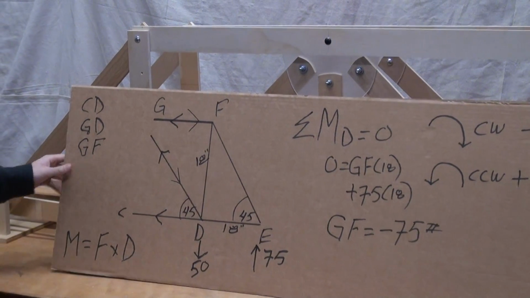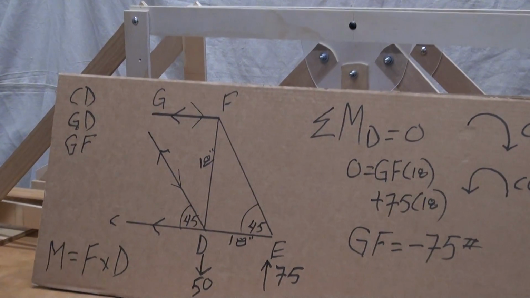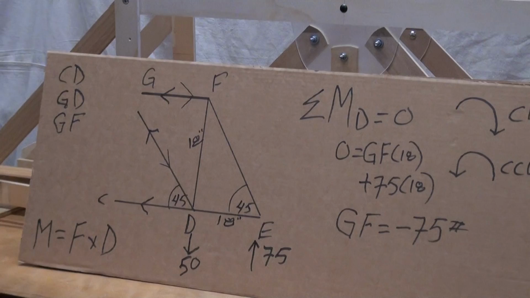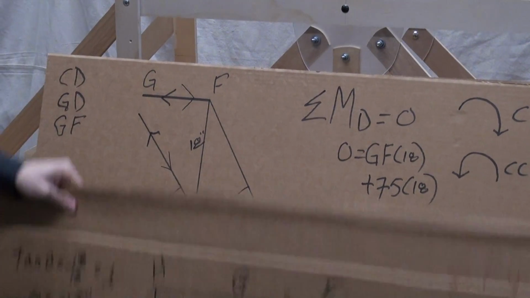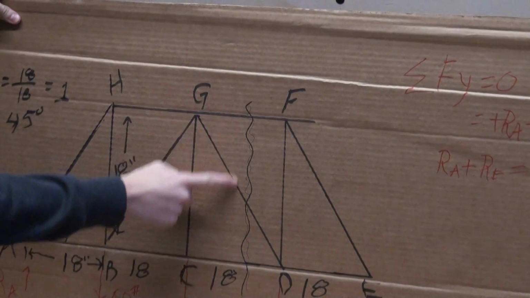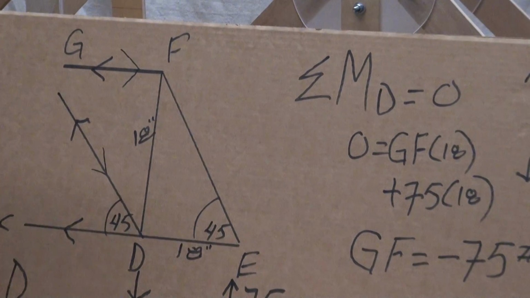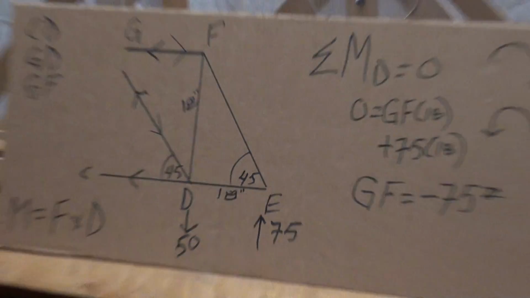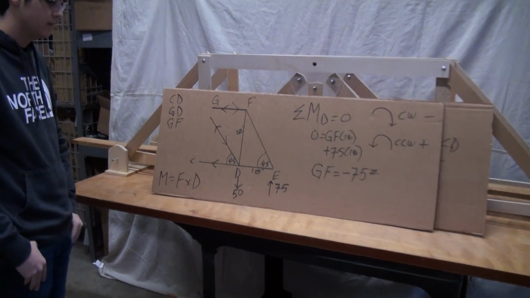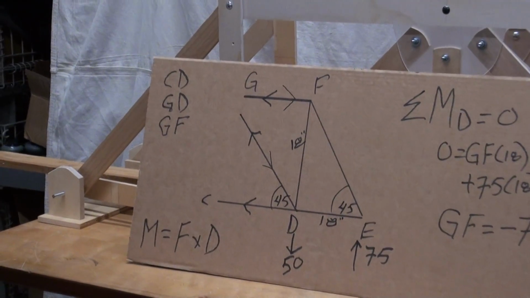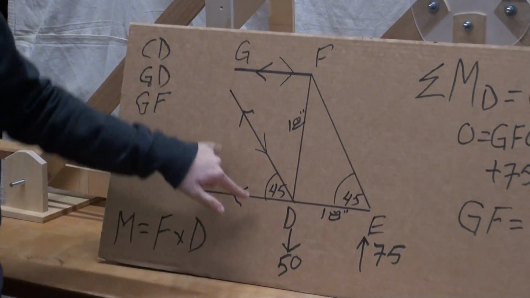Right, so we only analyze 3 members at a time because we only have 3. Yep, we cut through only 3. Right, because we only have 3 equilibrium equations. Okay, so we're looking for CD, GD, and GF.